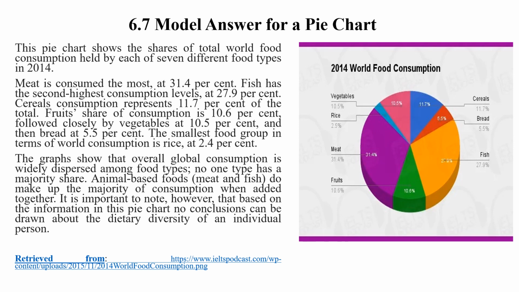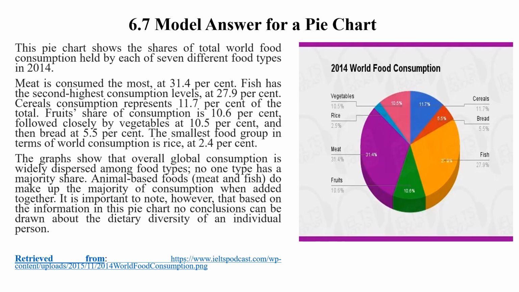Fish has the second highest consumption levels at 27.9%. Cereals consumption represents 11.7% of the total. Fruit share of consumption is 10.6%, followed closely by vegetables at 10.5%, and then bread at 5.5%. The smallest food group in terms of consumption is rice at 2.4%.